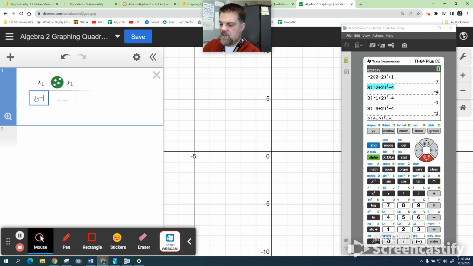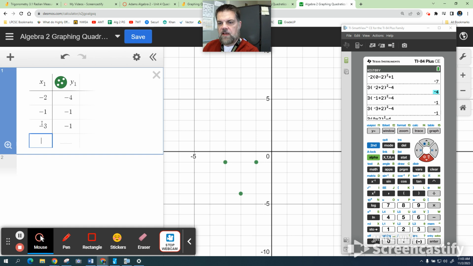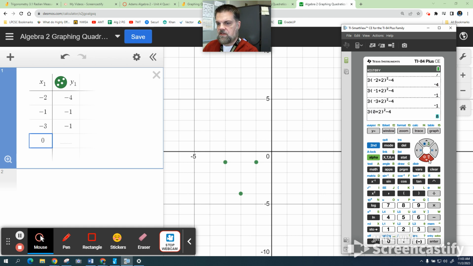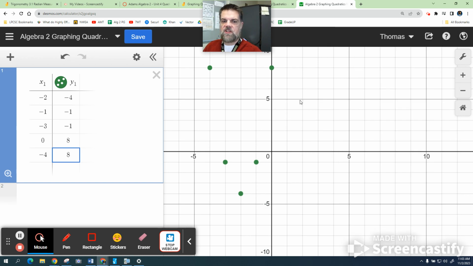So when x was negative 2, what was my y value? Negative 4, right? I'm just looking at my calculator, negative 4. When x was negative 1, my y value was also negative 1, right? When x was negative 3, my y value was also negative 1. When x was 0, my y value was 8, and when x was equal to negative 4, when I did the math, I had a positive 8, right? So those are all the points that we just plotted on the graph.